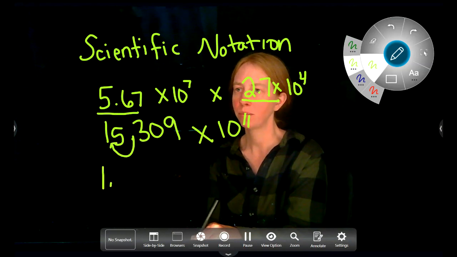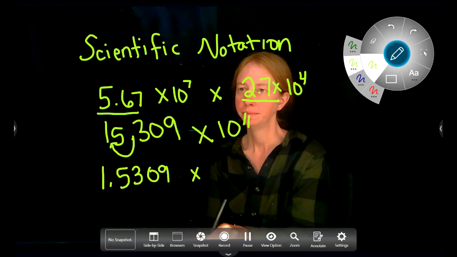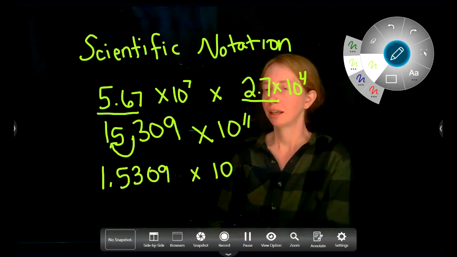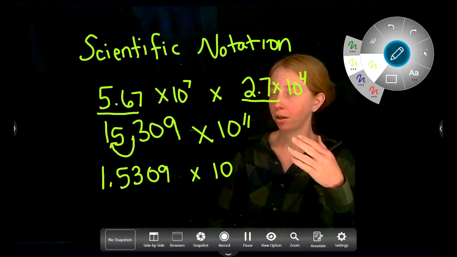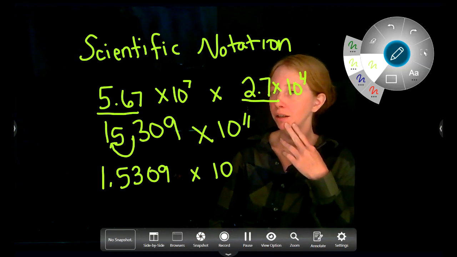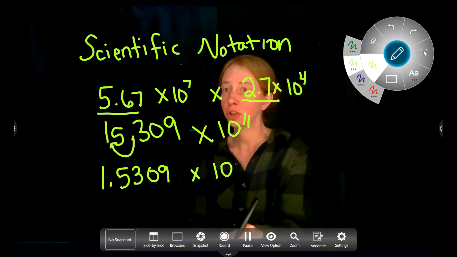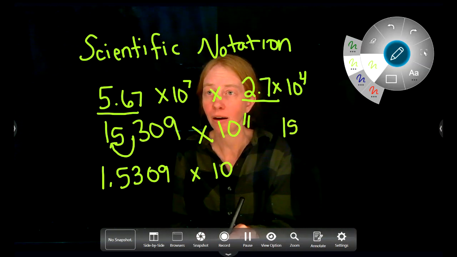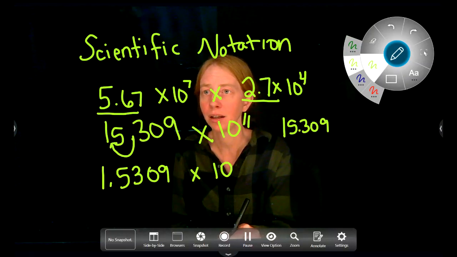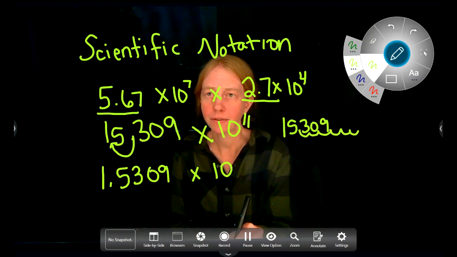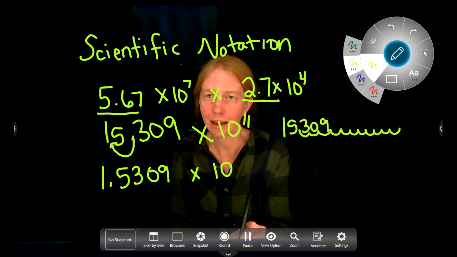So now we have 1.5309. We have to think, if it's already to the 11th, are we making that number bigger or smaller? Sometimes you might not be sure, and an easy way to figure that out, though it's kind of annoying because you have to write all this stuff, is this: we had the 15.309, and we're going to do what we did earlier. We're going to bounce 1, 2, 3, 4, 5, 6, 7, 8, 9, 10, 11.